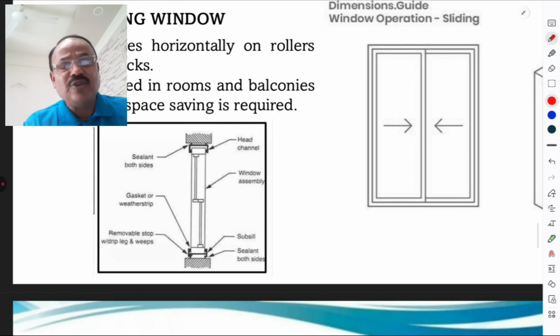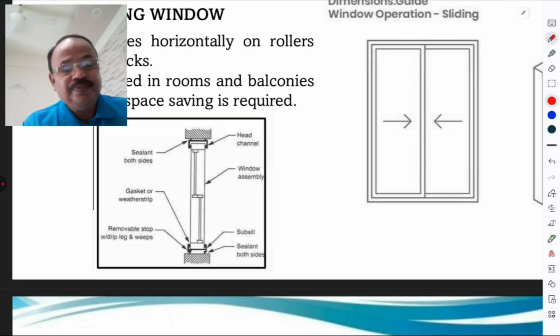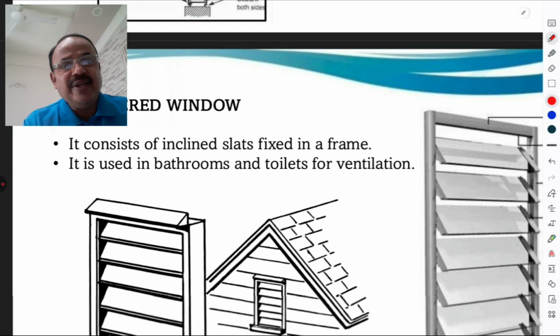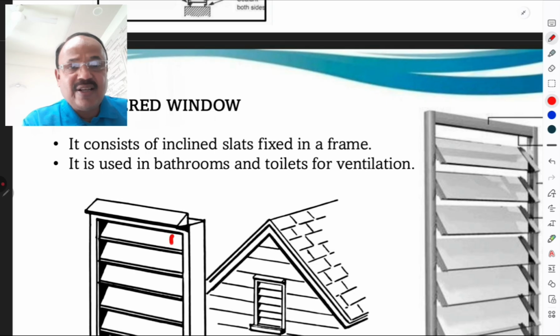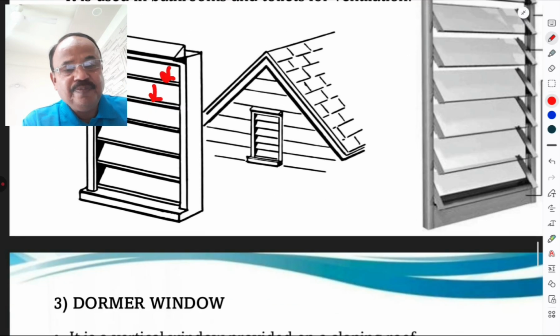Nowadays it is always used in all types of flats. Then louvered window. It is used in bathroom. It consists of inclined slats. These are the inclined slats fixed in a frame. It may be of glass. It is used in bathrooms and toilets for the ventilation.